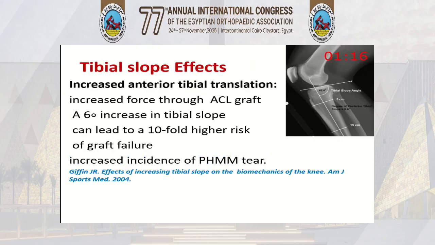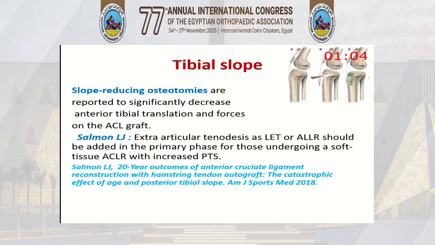What is the effect of tibial slope? Increased slope increases force on the graft, which leads to graft failure and may lead to increased stress on the posterior horn of the medial meniscus. We know that tibial slope effect is managed by slope-reducing osteotomy, but it is a complicated surgery with high complication rates. Sillman told that extra-articular tenodesis still works even in high-risk patients due to high tibial slope. We can do only the tenodesis effect without the need for slope-reducing osteotomy in the first operation.